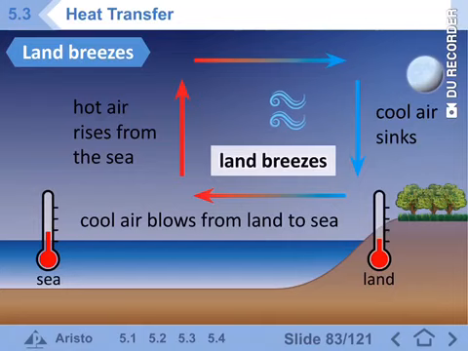Hot air rises from the ocean, not the land this time, and then the cold air will be blowing from the land outward. So that's why if you're standing next to the ocean, you will feel that the wind actually goes in the opposite direction from what you would normally expect during the daytime. At nighttime, the breeze will be going from the land to the ocean.